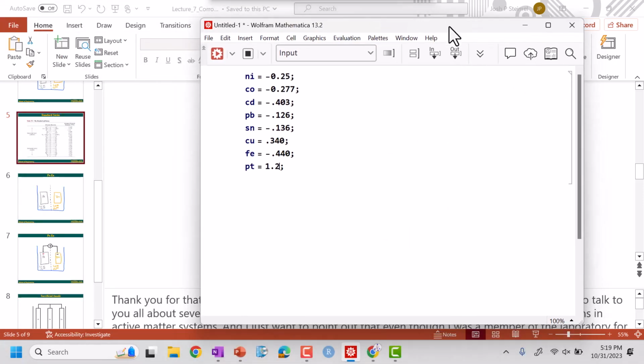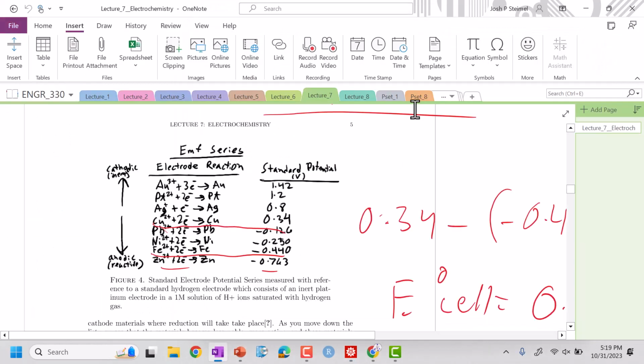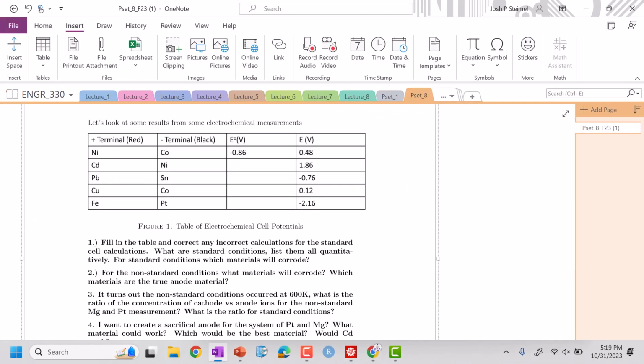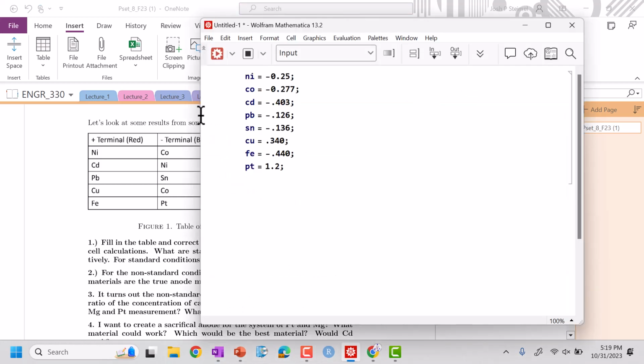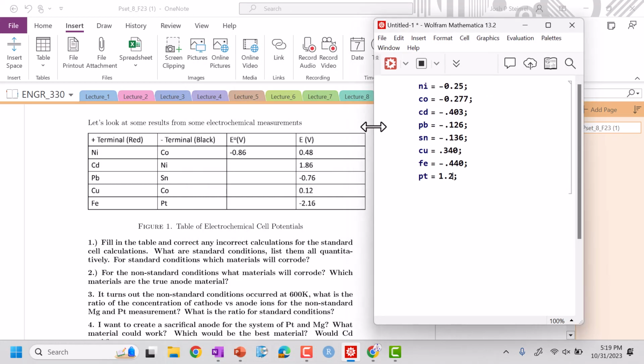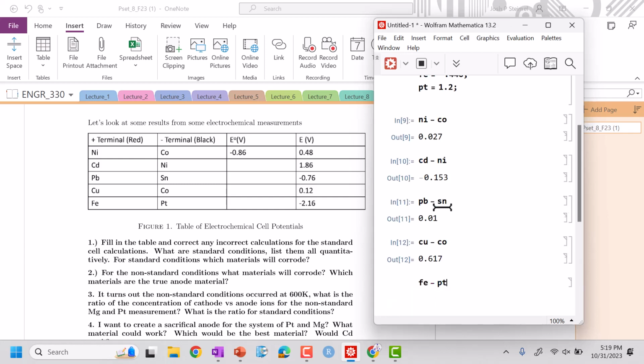All right, let's go back to our problem. What are we asked? Fill the table, correct any, and calculate for the standard conditions. So we're going to solve it for all of them. Remember, it's our positive terminal minus our negative terminal. So we will do Ni minus Co, then Cd minus Ni, then Pb minus Sn, then Cu minus Co, then Fe minus Pt. And we see there is a mistake here. Those are all our values.